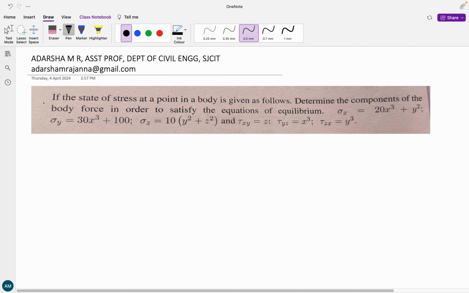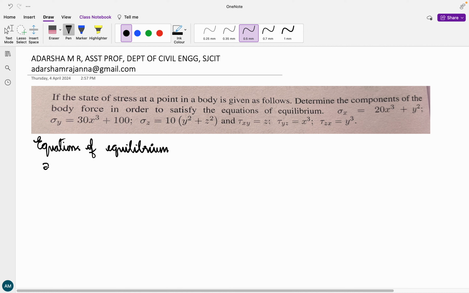In a similar way to how we solved the other two problems, we are going to solve this by first taking down the equations of equilibrium. So let us begin by writing the equations of equilibrium. In the first case we had the body forces to be absent. In the second case we had the body forces, and now here we are supposed to find the body forces.